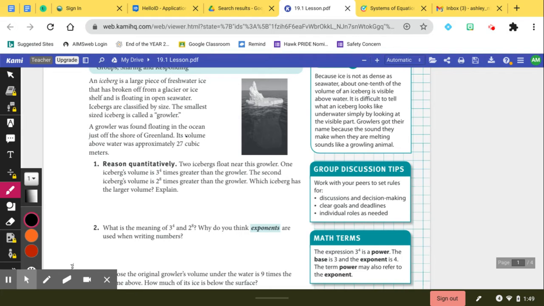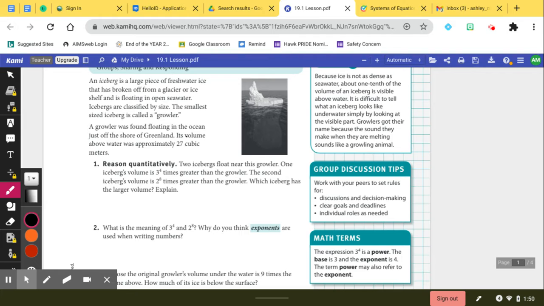So going to number 1, it says 2 icebergs float near this growler. One of the iceberg's volume is 3 to the 4th power times greater than the growler. And the second iceberg's volume is 2 to the 8th power times greater than the growler. Which iceberg has a larger volume?